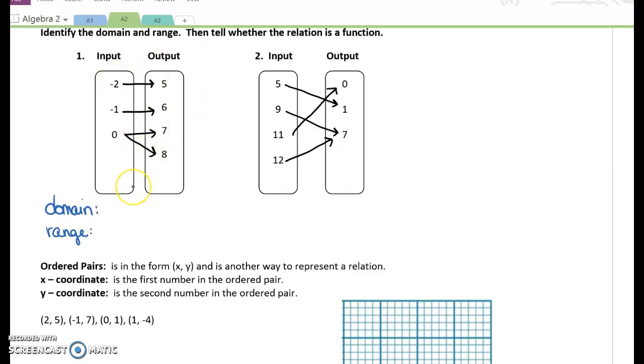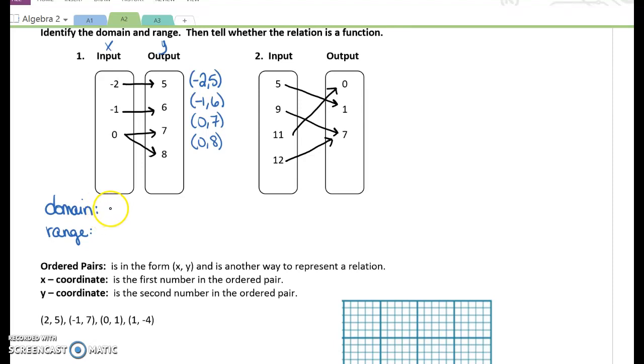This first mapping diagram is another way to express the ordered pairs -2, 5, -1, 6, 0, 7, and 0, 8. A mapping diagram links the x values, the input, to the y values, the output. So mapping diagrams are actually really nice if you're asked to identify the domain and range, because basically the first column is the domain and the second column is the range.